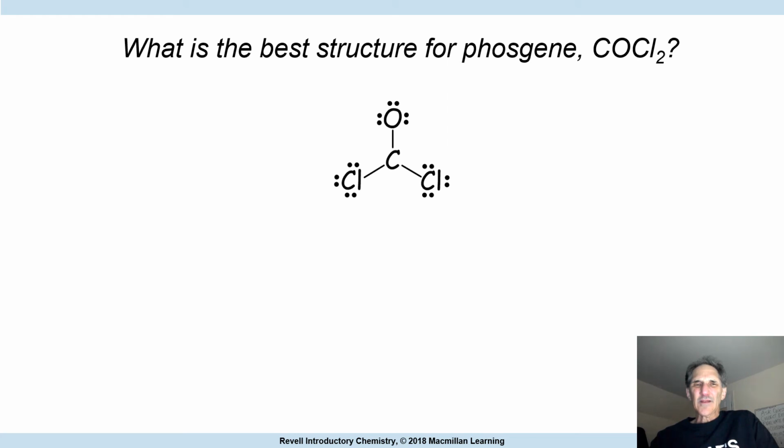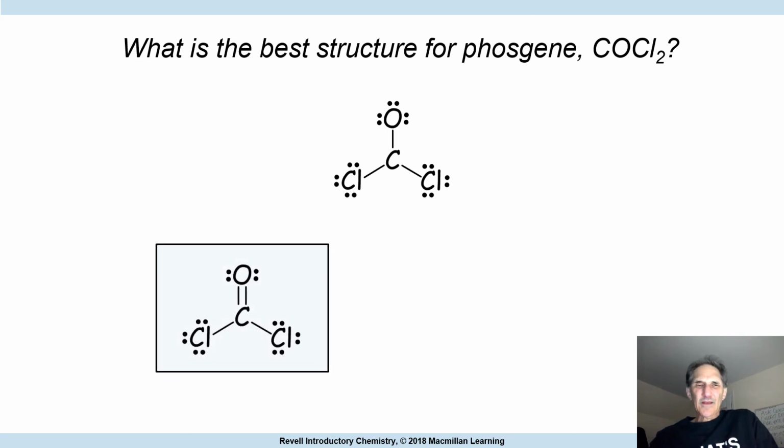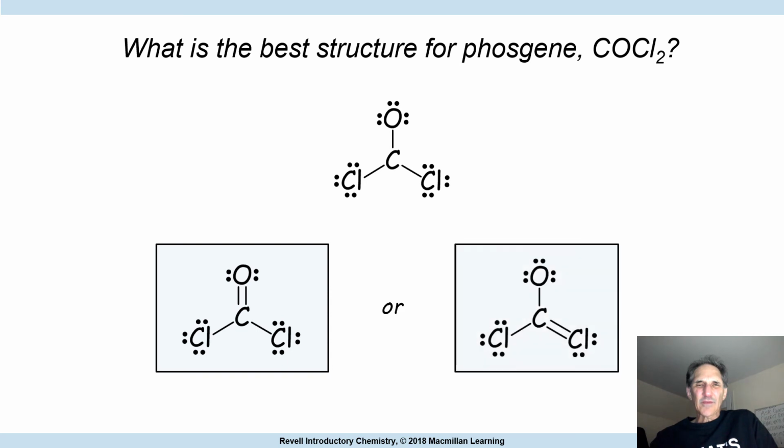Then we check the central atom. Not good. Carbon has 6. Something has to change here. It probably involves moving a pair of electrons. By putting 2 electrons over here, carbon now has an opportunity to have 2, 4, 6, 8, and now it's pretty happy, so we'll go with that.